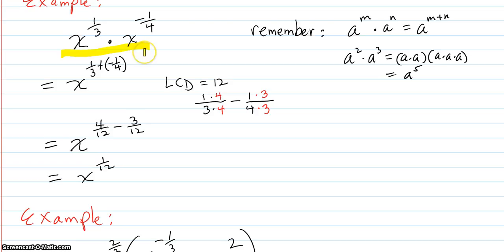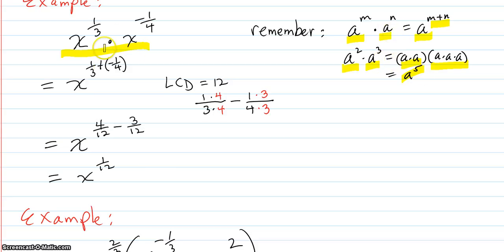Going to multiply these with the same base. Remember, when you multiply the same base to different exponents, a to the m times a to the n is a to the m plus n. Why is that? You have a squared times a to the 3rd. That's 2 factors of a times 3 factors of a. So you get 5 factors of a. So that's why you add the exponents when you have the same base.